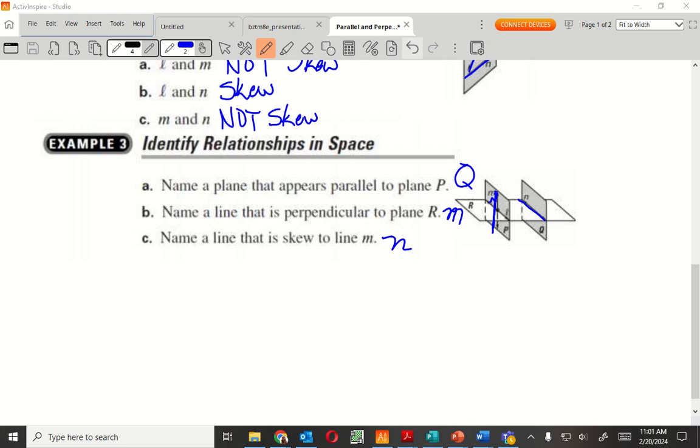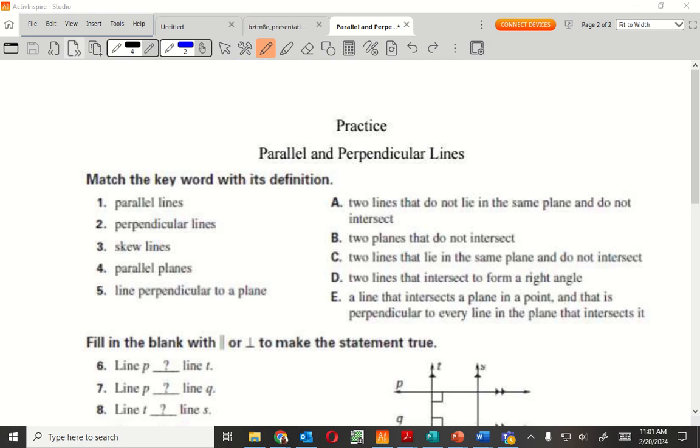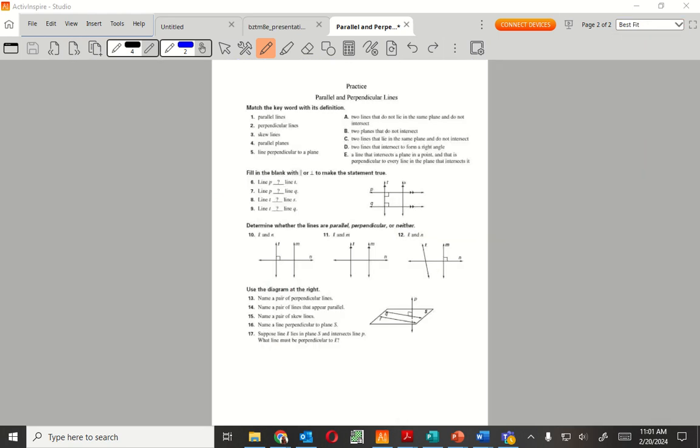Now, to go along with this, I've got your practice here. This is what I want you guys to do for the remainder of this class. You're going to do the 17 questions that have to do with the different types of lines. All right, does that make sense?